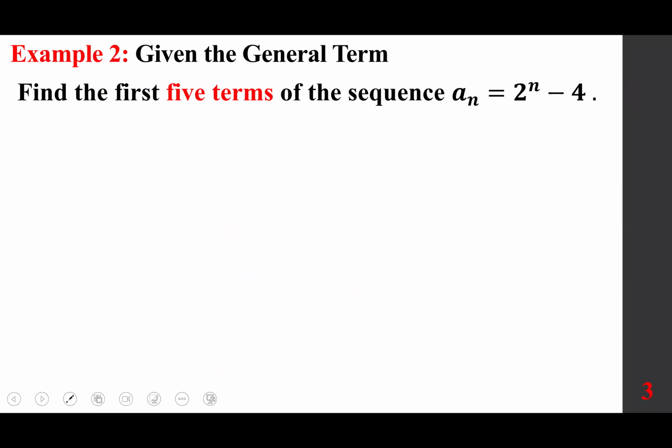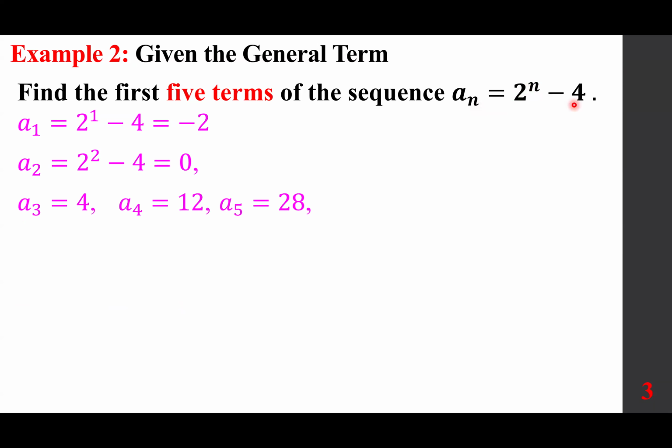We want to find the first 5 terms. So a sub n is 2 to the power of n minus 4. We start with 1. 2 to the power of 1 is 2 minus 4 gives us negative 2. The second one, 2 squared, is 4 minus 4 is 0. A sub 3, the third one, 2 cubed is 8 minus 4 equals 4, and the rest of them, you write out the first 5 terms.